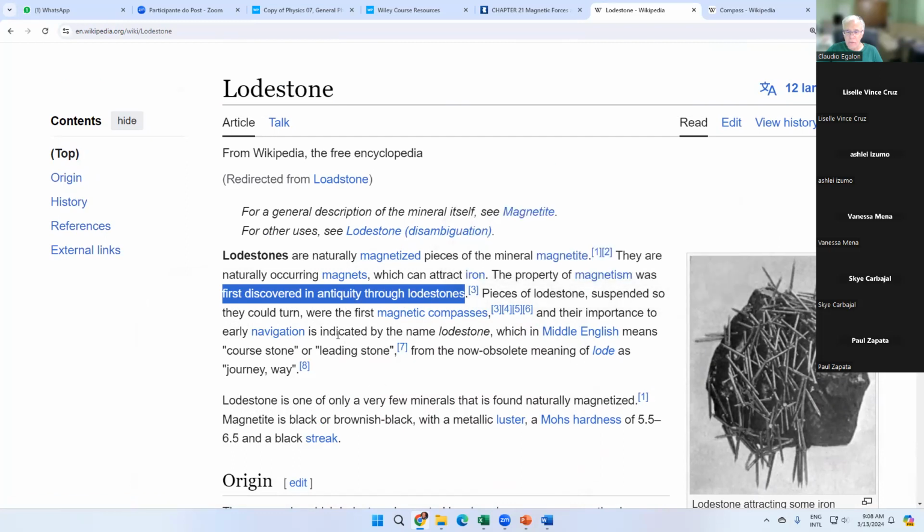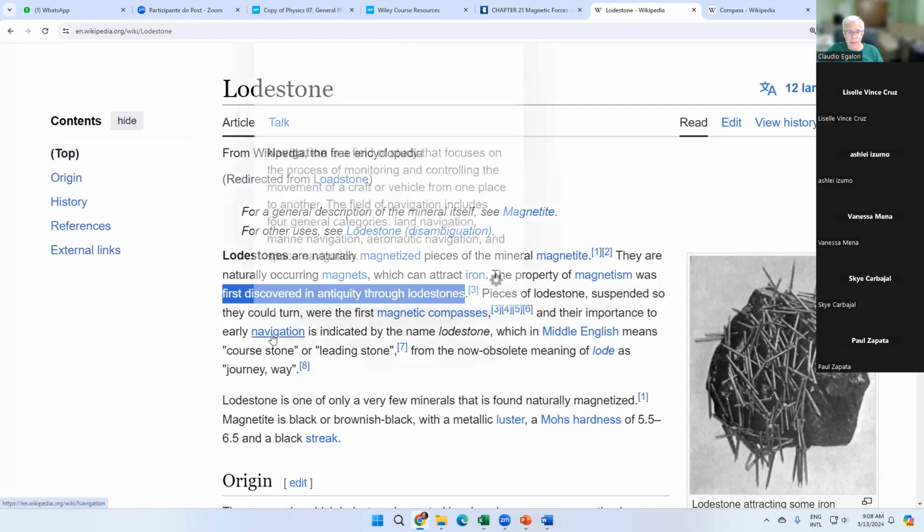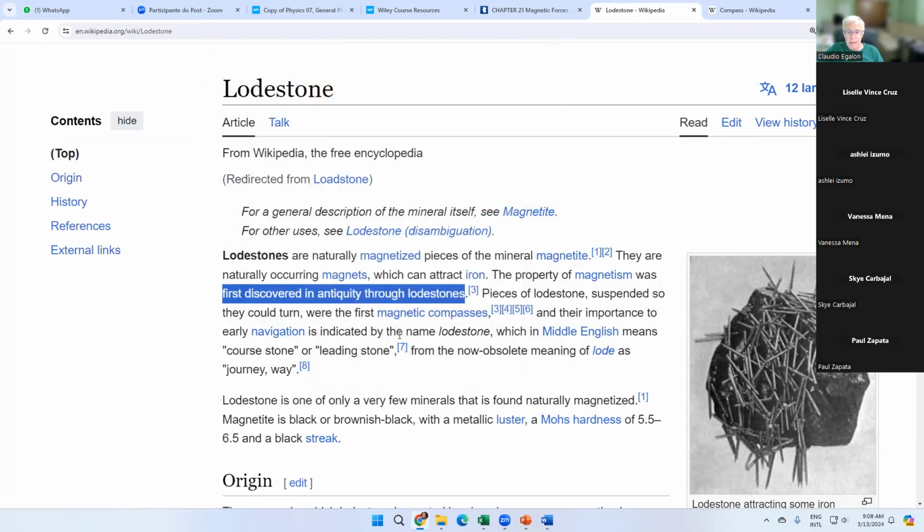Okay, pieces of lodestone suspended so they could turn were the first magnetic compass. Think about that, right? You suspend a piece of lodestone with a string, and if the lodestone were light enough, it would align with the Earth's magnetic field. And their importance to early navigation is indicated by the name lodestone, which in Middle English means course stone.